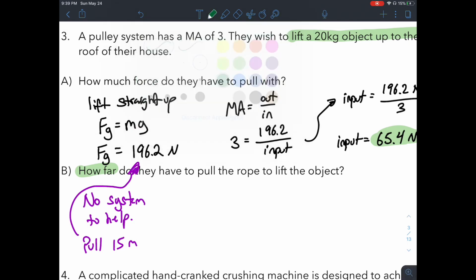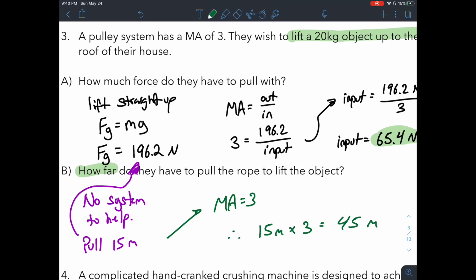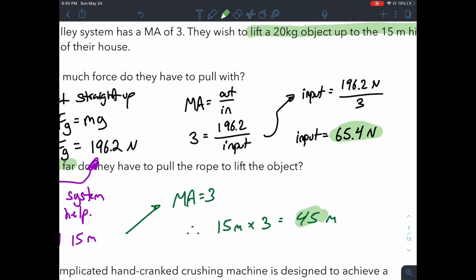But with this system to help us, with a mechanical advantage of 3, again, you could use a formula, but a lot of this just turns into common sense, to be totally honest with you. 15 meters times our mechanical advantage of 3 means we have to pull that rope for 45 meters, at a grand total of 65.4 newtons. So again, a much longer distance we're pulling for, but at a much more reasonable force.